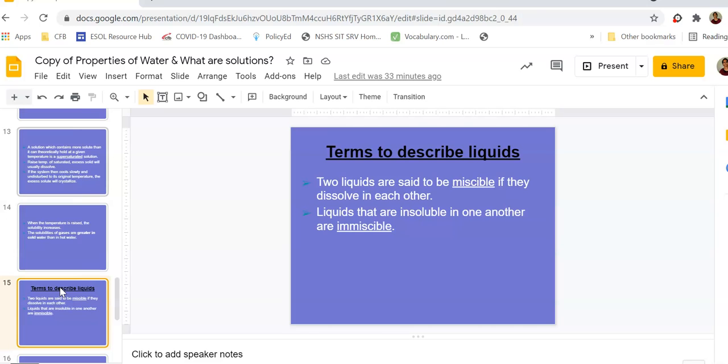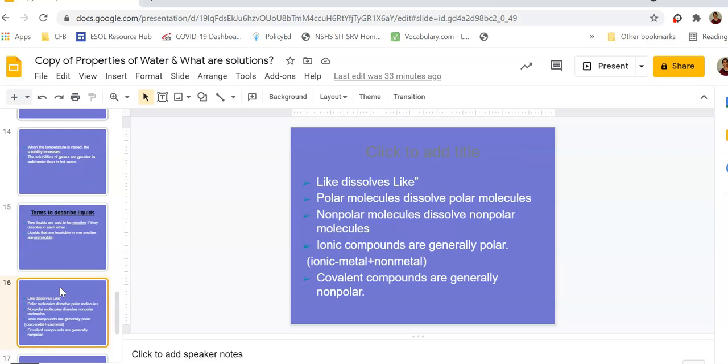Immiscible is like oil and water. They will not dissolve in each other. They're insoluble. And then when you talk about solubility, the key thing to remember is like dissolves like. So polar molecules will dissolve in other polar molecules and non-polar molecules will dissolve in other non-polar molecules. And ionic or charged molecules are similar to polar, so those will also dissolve in polar molecules.